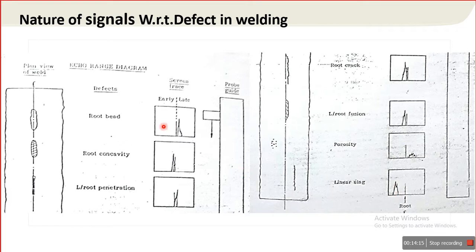So as far as the defect is there, system gives us different kind of response. So with the help of response also we get the type of defect. So these are a few examples of nature of signals with respect to defects in welding.